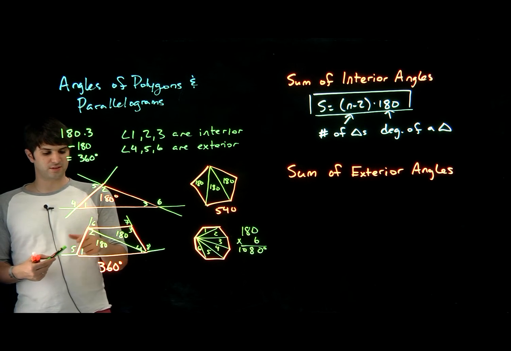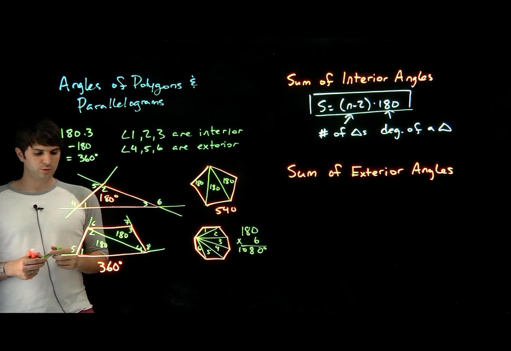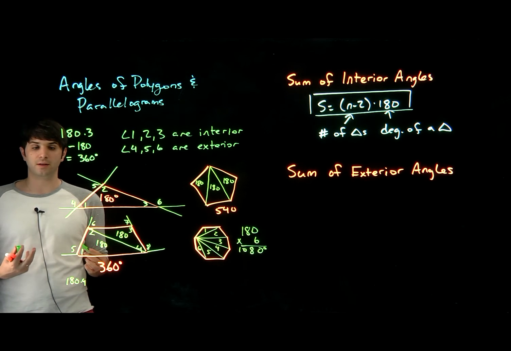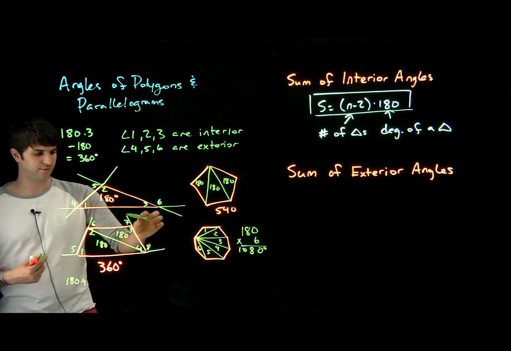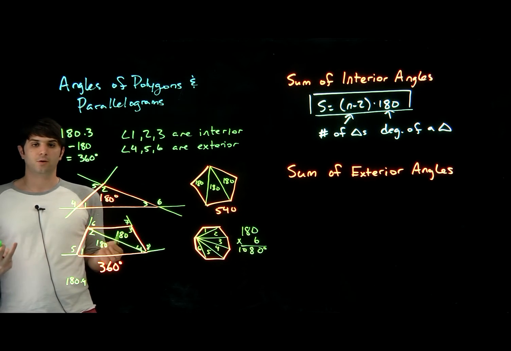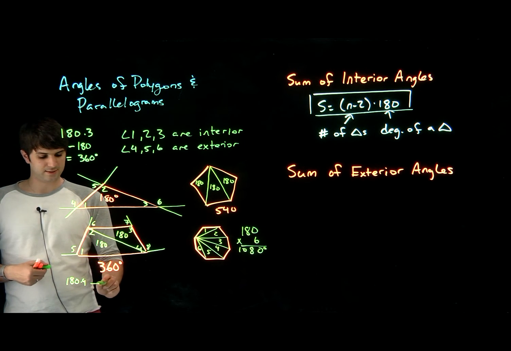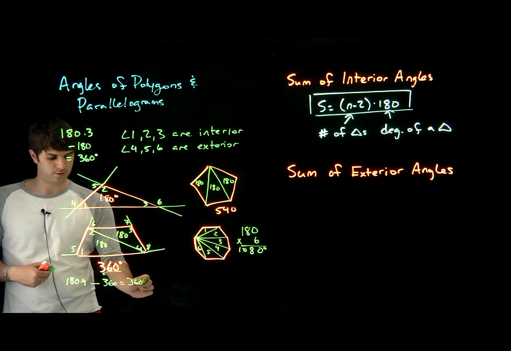So what is the sum of these? Well, we're going to use the same logic, okay? We know that 180 times 4 is all of the linear pairs. So 180 times 4: 1 and 5, 2 and 6, 7 and 3, 4 and 8. We know that all of those is the sum of all the angles minus the interior angles. Well, we know the interior angles right here is 360. So that equals 360. Okay?